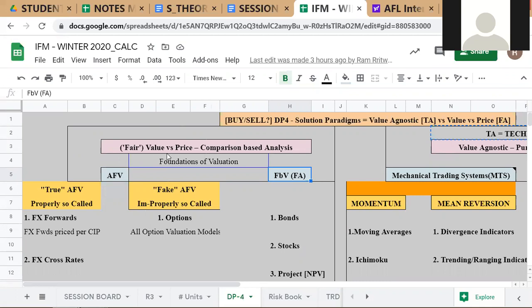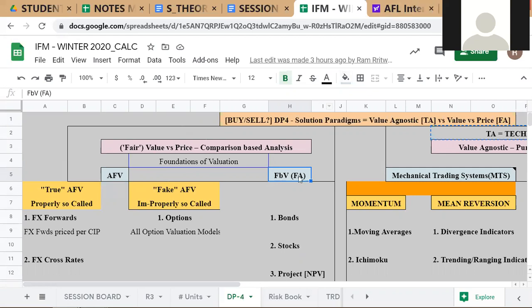All fair value models have this common characteristic that they all implicitly believe that the market price is going to converge to the fair value. These are different approaches to estimating the fair value, but what does not change is that both of them believe that once I've found the fair value and it's different from the market price, depending on whether the market price is lower or higher, I will be a buyer or a seller. And the idea is that the price eventually has to converge to fair value, okay?